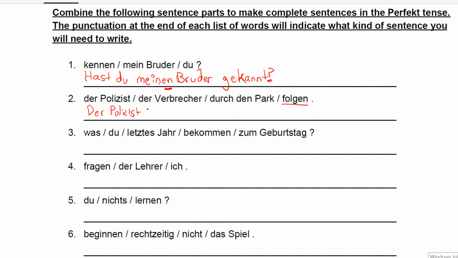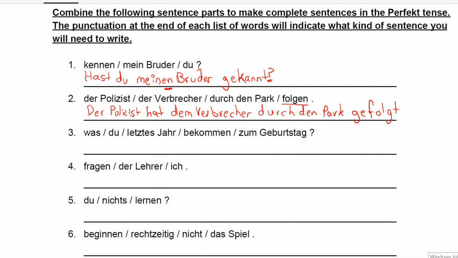This has a direct object, so we use a form of haben, hat. And then der Verbrecher changes to dem Verbrecher for the dative. And then we have our prepositional phrase, durch den Park, through the park. And then at the end, our past participle, which is regular for this verb, gefolgt. Der Polizist hat dem Verbrecher durch den Park gefolgt.